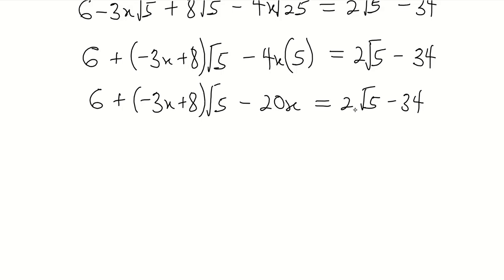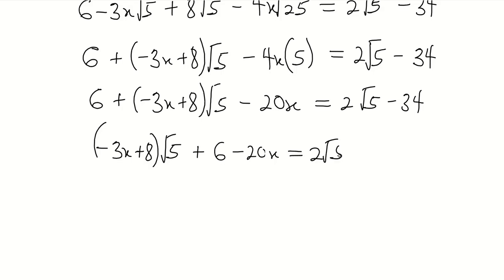Now we can see on the right hand side that 2 square root of 5 comes first before the 34, which means the irrational component comes first before the rational component. In the same way, we have to do that for the left hand side, which means we are going to have minus 3x plus 8 all square root of 5 before plus 6 minus 20x comes, which is equal to 2 square root of 5 minus 34.